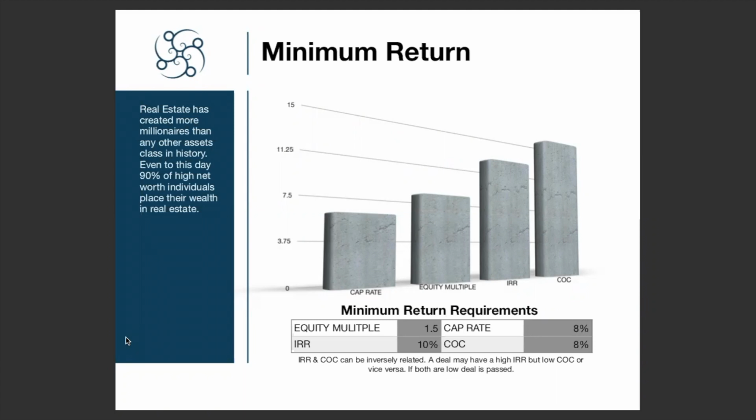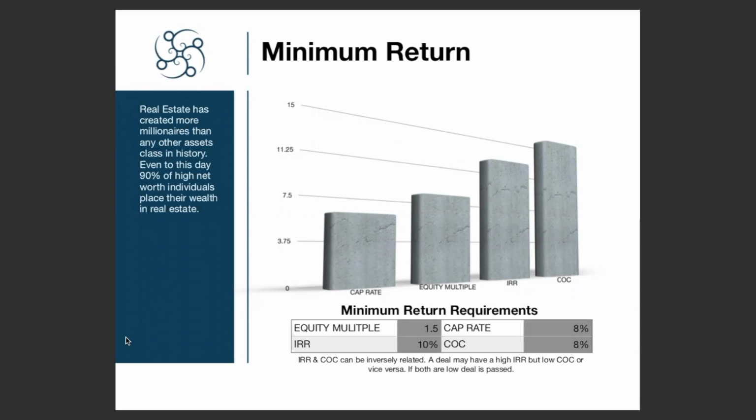But the reason why this is in here is, as you can see at the bottom, IRR and the COC can be inversely related. We have a deal now where the IRR is close to 30%, but the cash on cash is roughly 14%. You might have a deal where the cash on cash is high, but the IRR is really low.